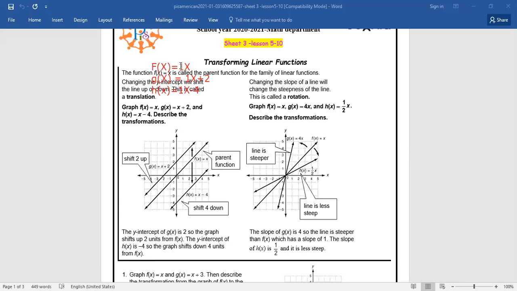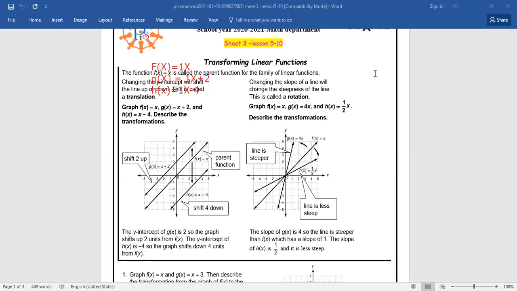Once you represent the parent function f of x graphically, you will find it is a line passing through the origin. All of them are linear functions. We said that we are going to study transforming linear functions, so all of them will be a line when represented graphically. The parent function passes through the origin. Is there anyone who doesn't know how to represent it graphically? We have different methods.